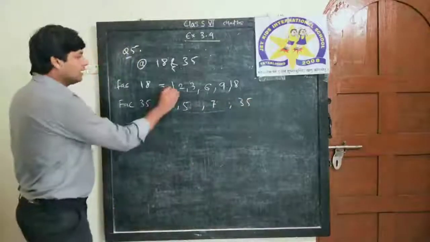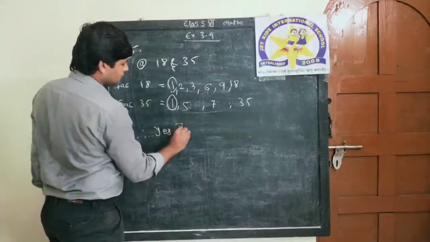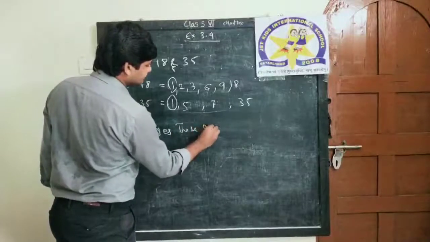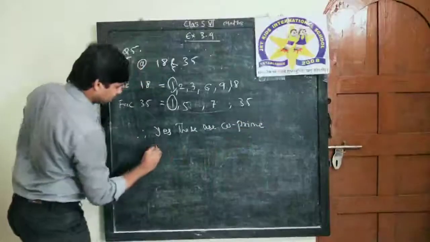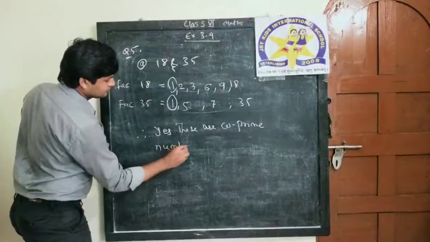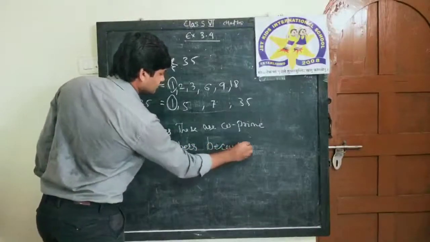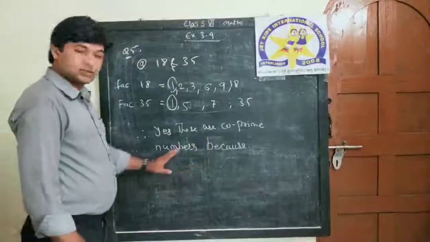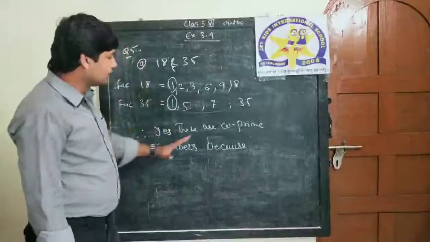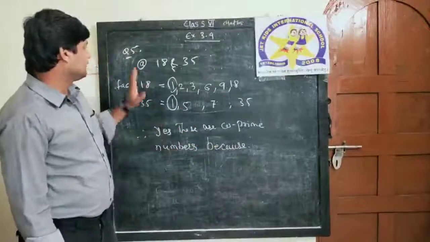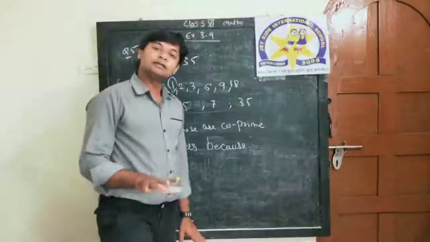Clear? So here we have only one common factor. These are co-prime numbers, because only 1 is a common factor in both. That's why these two are co-prime numbers. Then the rest, B, C, D, E, F, you can do as you know.